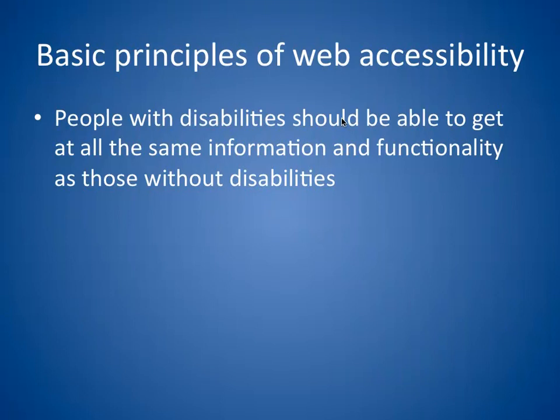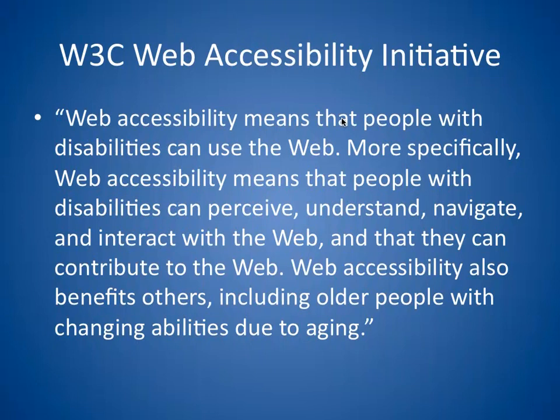So to go into a little more detail about the basic principles of web accessibility and what's behind it, the general idea is that people with disabilities in all of these different categories and forms should be able to get at all of the same information and the same functionality on a website that a person who doesn't have those disabilities is able to. So we want to figure out ways that we can make that happen for them. This is a quote from the W3C Web Accessibility Initiative. This is the way that they define web accessibility. It says what I said, but in a lot more words. If you want to see it, that's their official definition.